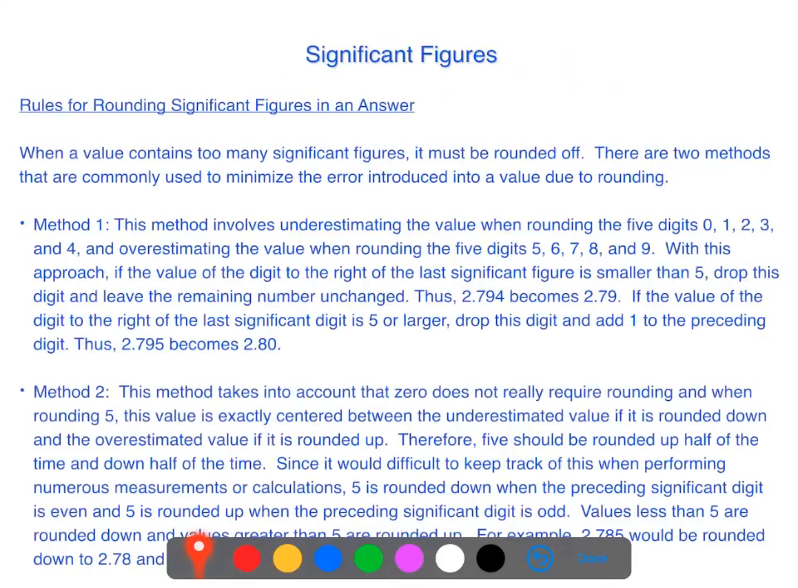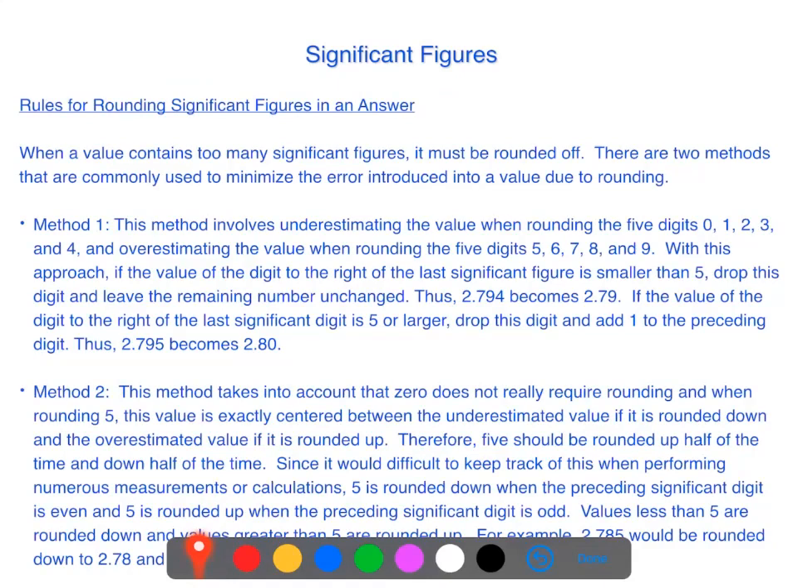So, the rules for rounding significant figures in an answer. When a value contains too many sig figs, it must be rounded off. Now, there are two methods that are commonly used to minimize the error introduced into a value due to rounding. And of the two methods, method 2 is the method that I would like you to use in your calculations this semester. But I'll go over both methods for your information.